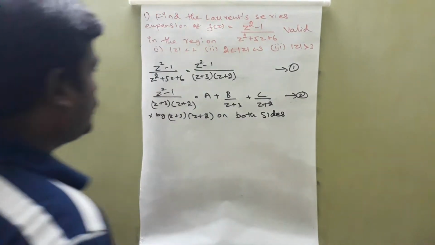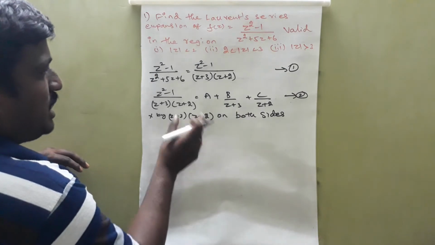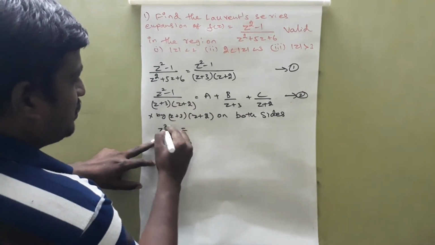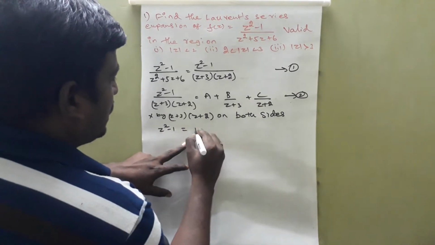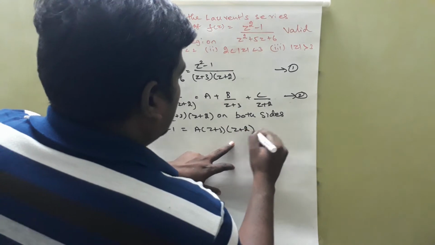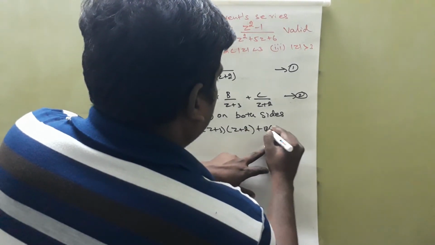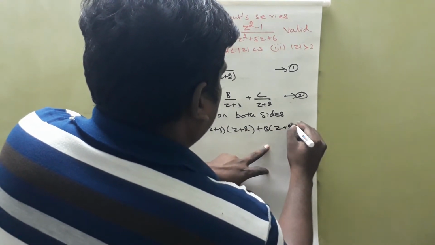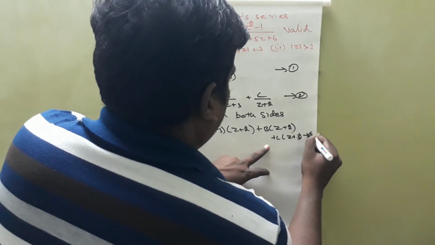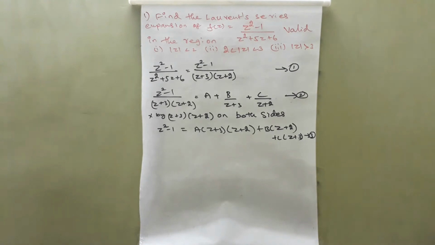So what do you get? If you multiply, in the left hand side, the denominators will be cancelled. Finally, in the left hand side, I have z square minus 1. Right hand side, a into z plus 3 into z plus 2, then plus b into z plus 2, plus c into z plus 3. Is it correct? Equation number 3. Now I have to find the unknowns a, b, c.